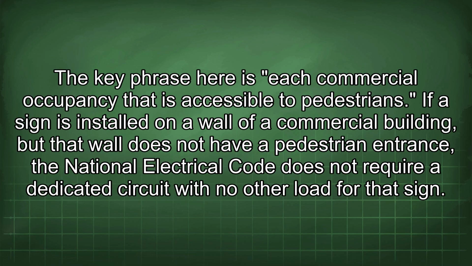The key phrase here is each commercial occupancy that is accessible to pedestrians. If a sign is installed on a wall of a commercial building, but that wall does not have a pedestrian entrance, the National Electrical Code does not require a dedicated circuit with no other load for that sign.